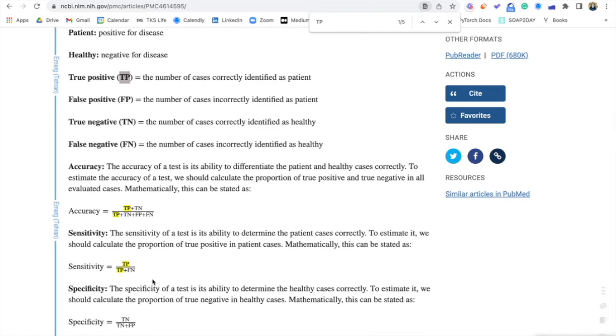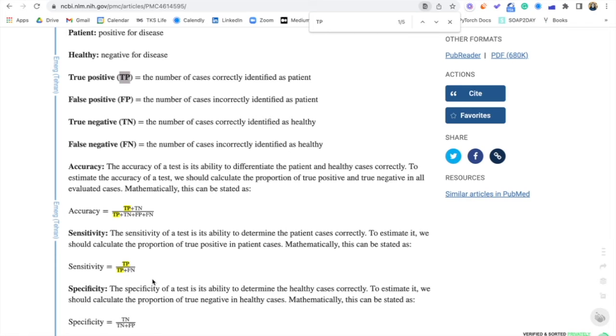So again, sensitivity is basically the true positives, the number of cases that are correctly identified, over the true positives plus the false negatives. And the false negatives are basically the cases that were incorrectly identified as healthy, right?